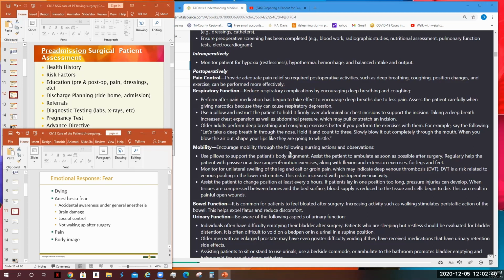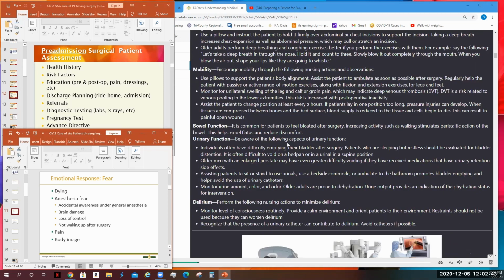Mobility. Encourage mobility through the following nursing actions and observations. Use pillows to support the patient's body alignment. Assist the patient to ambulate as soon as possible after surgery. Regularly help the patient with passive or active range of motion exercises along with flexion and extension exercises for legs and feet. Monitor for unilateral swelling of the leg and calf or groin pain, which may indicate deep vein thrombosis.